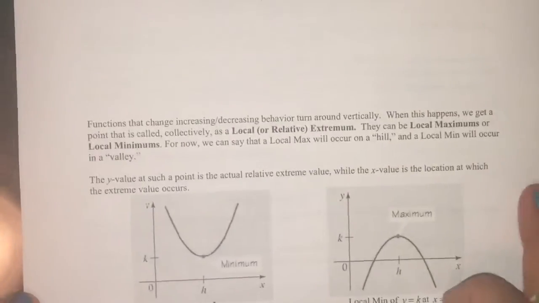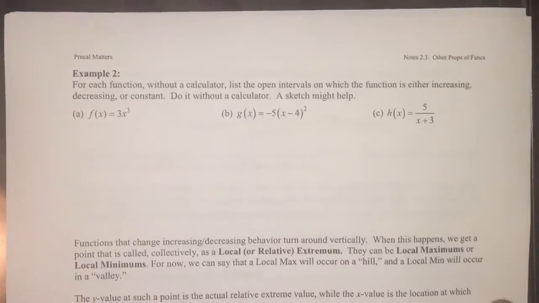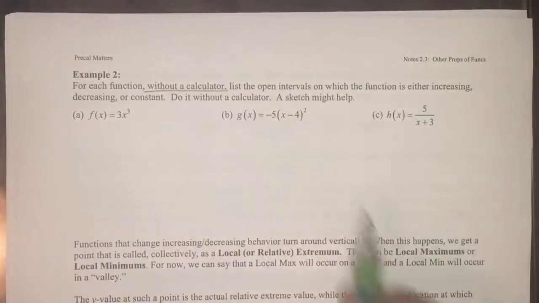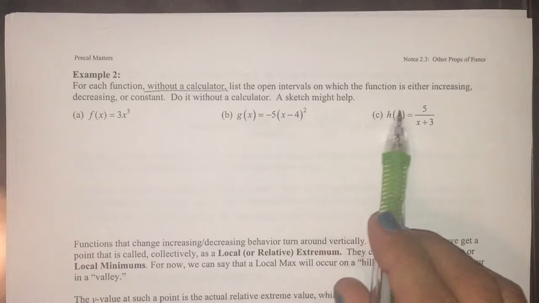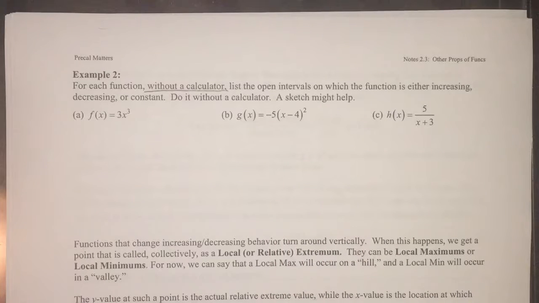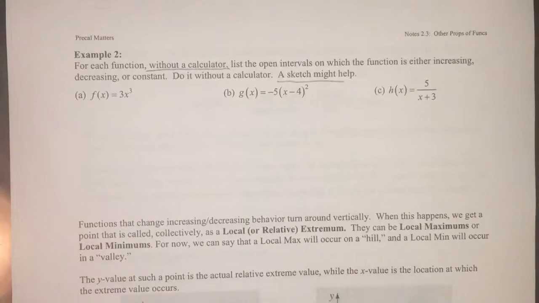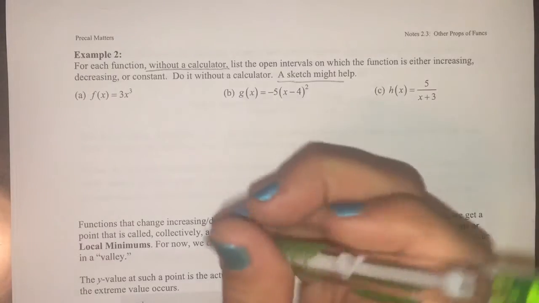All right. Then in the next section, they're not going to actually give you a graph. They want you to, without a calculator, list the open intervals on which the function is either increasing, decreasing, or constant. A sketch might help. So we should be able to sketch these just from our basic knowledge of functions. Okay, so let's take a look at A.